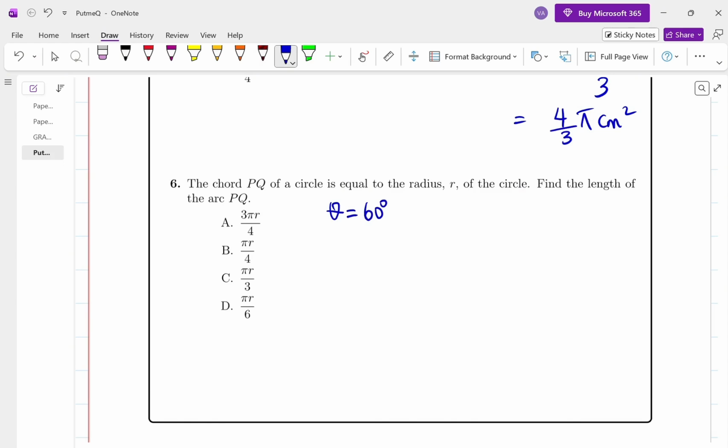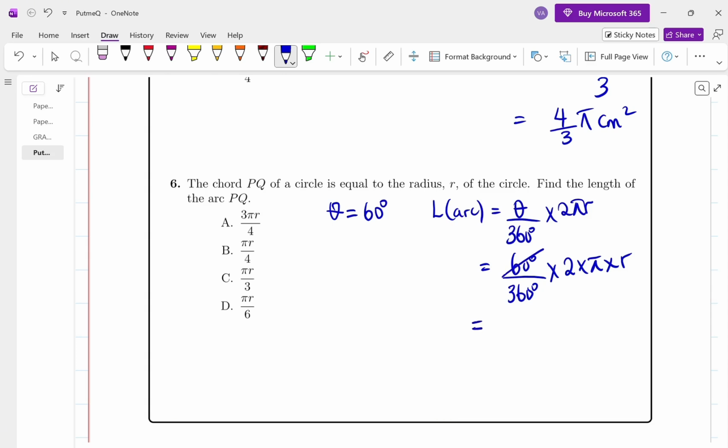I just hope this video does not lag. So the angle is 60 degrees, and we're asked to find the length of the arc. Length of arc is theta over 360 degrees times 2 pi radius. So that would be 60 degrees divided by 360 degrees times 2 times pi times the radius. It's in terms of r, that's good, so I didn't have to find it, but it's actually easy to find.